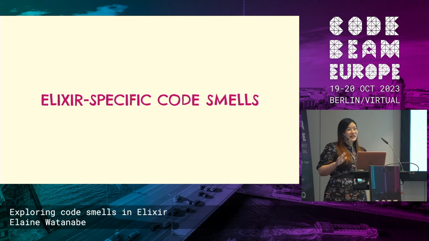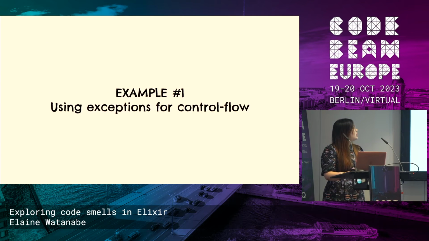And this is, I think, the coolest part, about the Elixir-specific code smells. This is the classic one when we are learning Elixir coming from other languages like Ruby. This code smell is when we are trying to use exceptions for control flow.